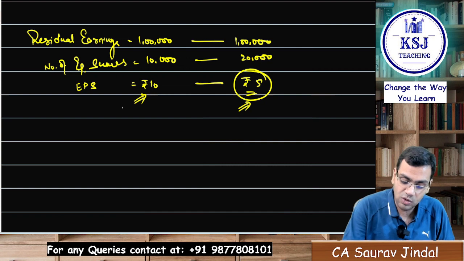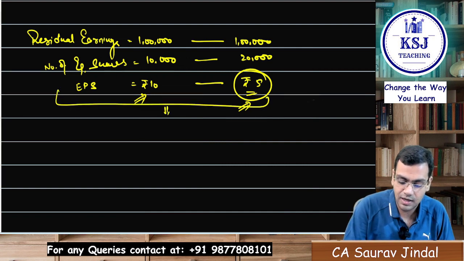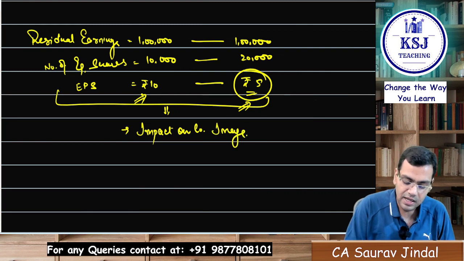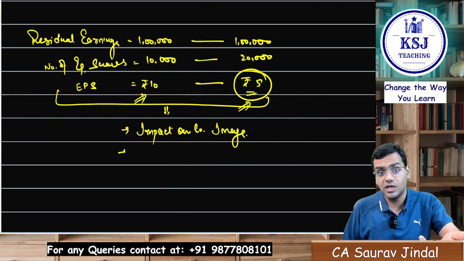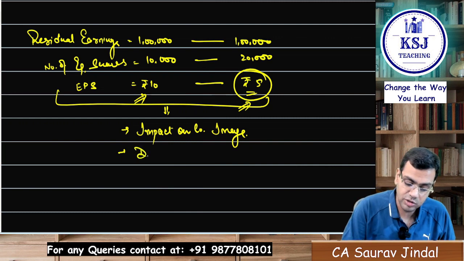So this will lead to what? If the EPS is reduced, this will impact the company image. Impact on the company's image will be there, right? And secondly, if you issue new shares, it will lead to the dilution of control.